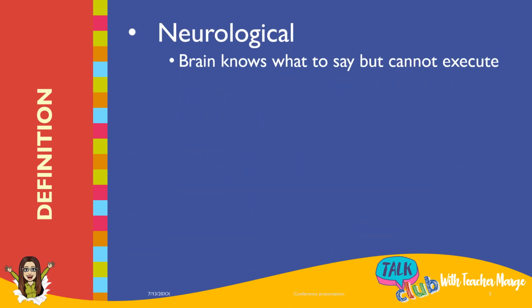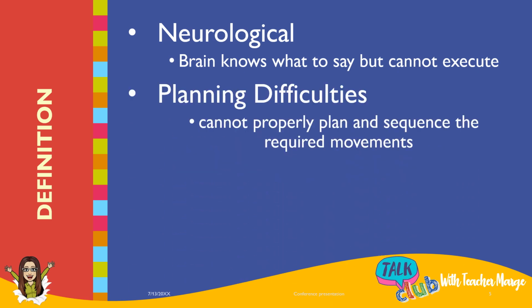Firstly, apraxia is neurological. When you have apraxia of speech, your brain knows what it wants to say, but it cannot execute. Okay, that is why, because there are planning difficulties. Your brain cannot send the correct signals to properly plan and sequence the required movements. For example, you want to say the sound pa. A simple pa sound requires different movements in your body for you to be able to produce the sound. First, you have to have ample amount of air to produce the voice. So that will involve your diaphragm and your lungs producing the air.